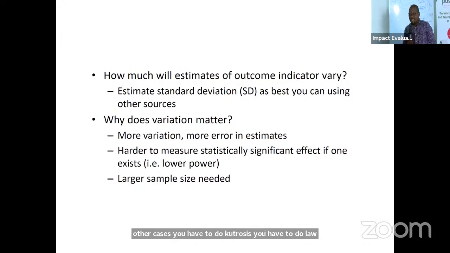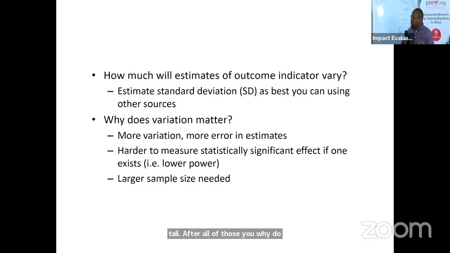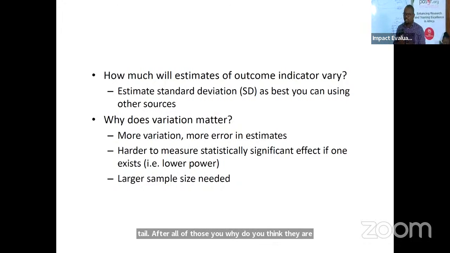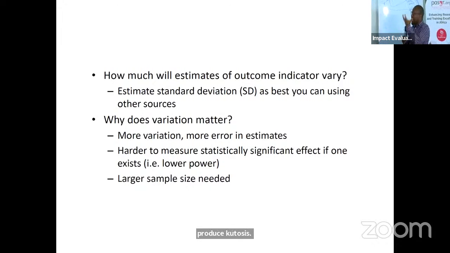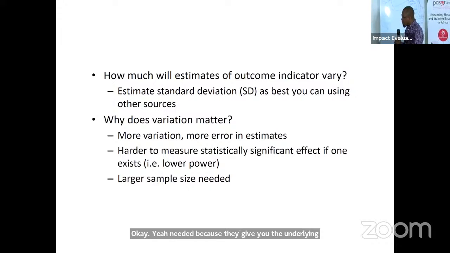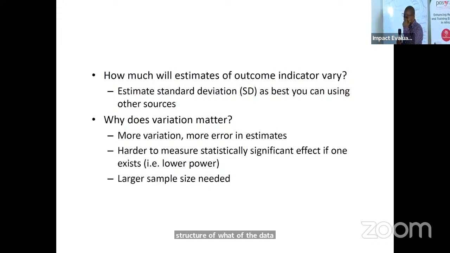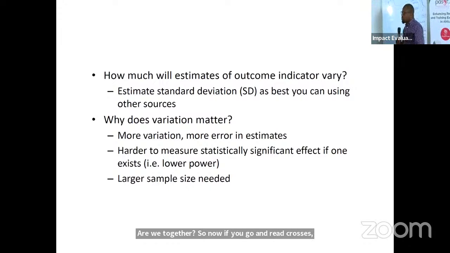Why do you think they're needed? They're not needed because it's fun to produce kurtosis. Okay? They are needed because they give you the underlying structure of what? Of the data. Are we together? So now if you go and read kurtosis, skewness of the data, it's not because statisticians want things funny or fancy. It is only because they help characterize the distribution of what? Of the data. Very important.